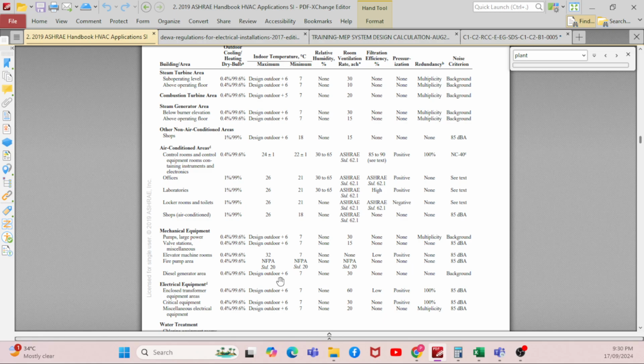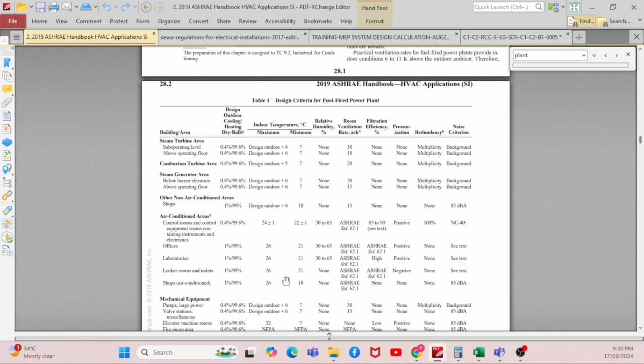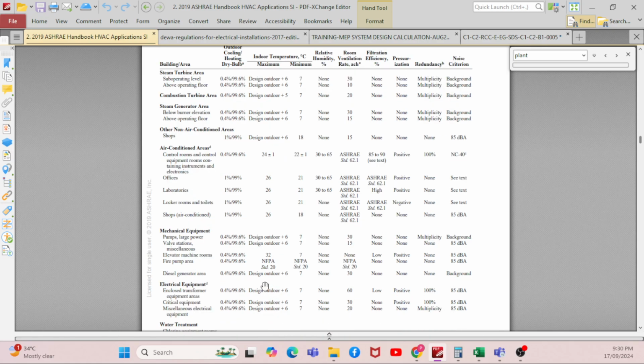Plus 6 degrees Celsius. That is the maximum temperature. So 46 plus 6.